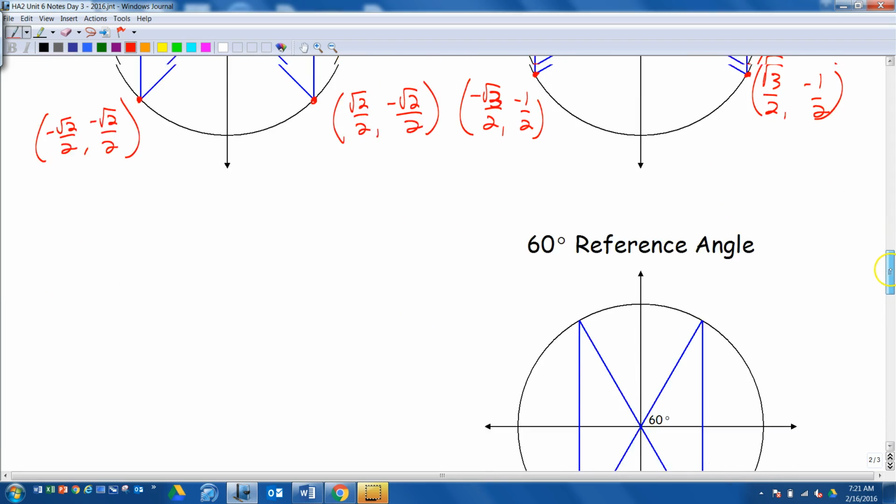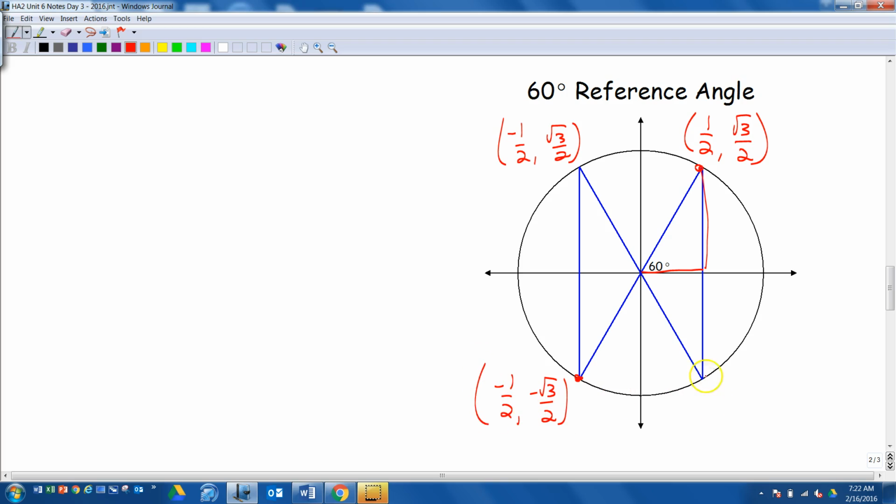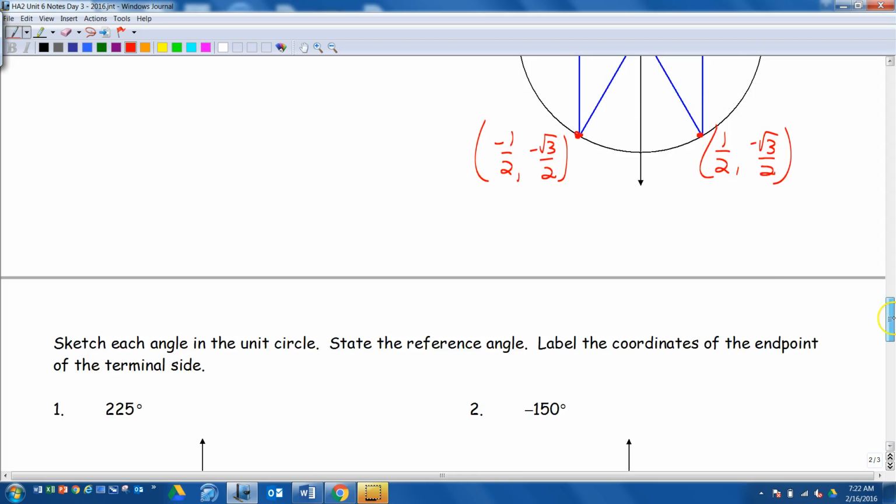Alright, so 60 is the same thing as a 30 degree, except it's flipped. Now, the short end is the x, so the x is the 1/2, and the long end is the y, so the y, or the sine, is root 3 over 2. So I'm going to put that in there. I get negative 1/2, root 3 over 2, negative 1/2, negative root 3 over 2, 1/2, negative root 3 over 2. Okay, so that's all that.